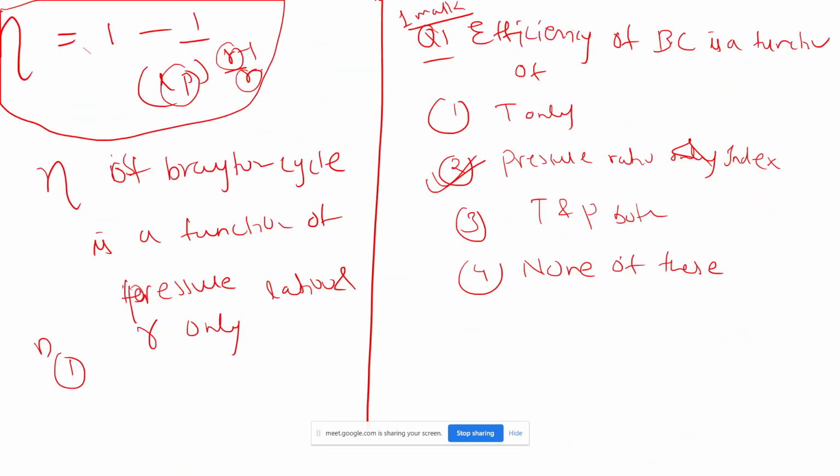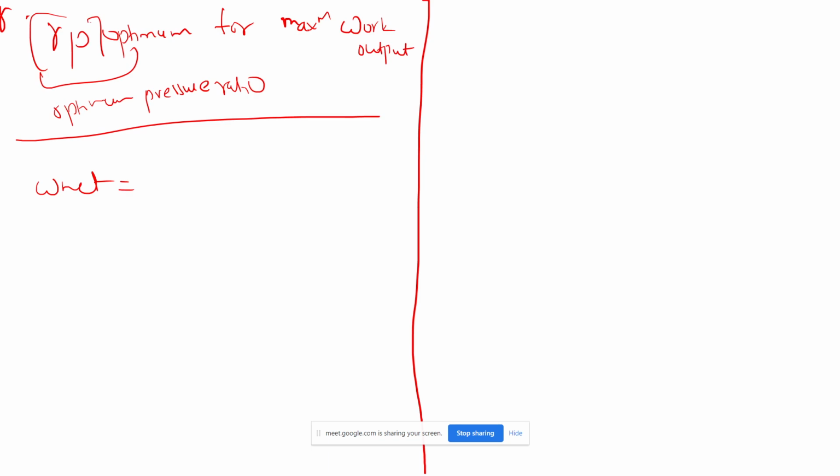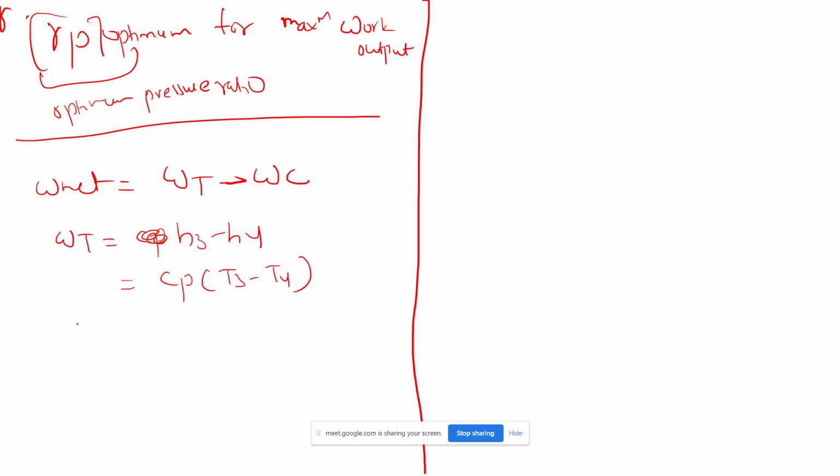What is the net work? Net work we can write as turbine work minus compressor work. Turbine work is from 3 to 4, so we can write H3 minus H4, which we can further write as CP into T3 minus T4, and compressor work is H2 minus H1, which we can write as CP into T2 minus T1. Is it okay for you till now?